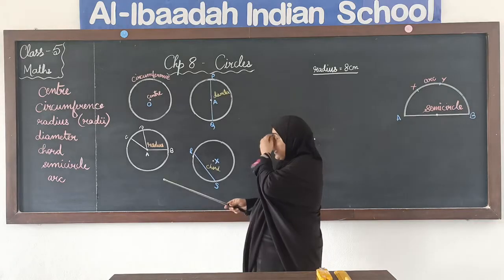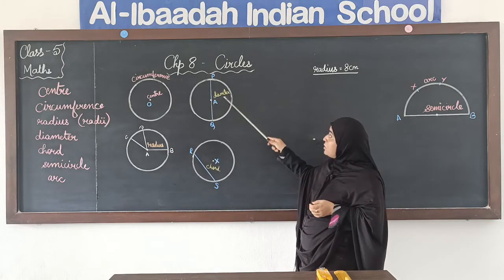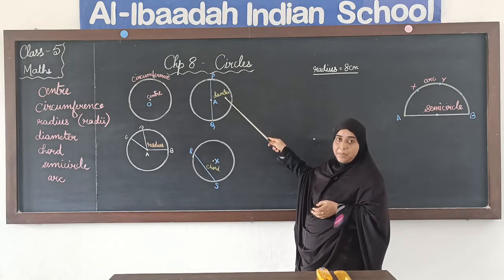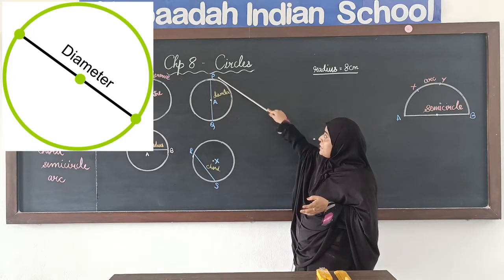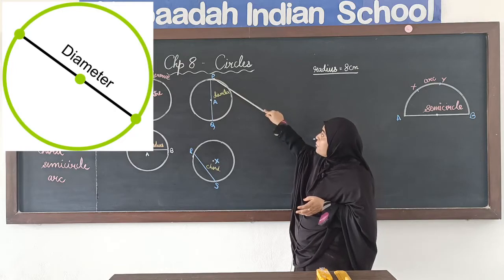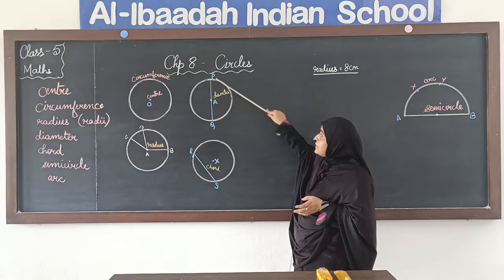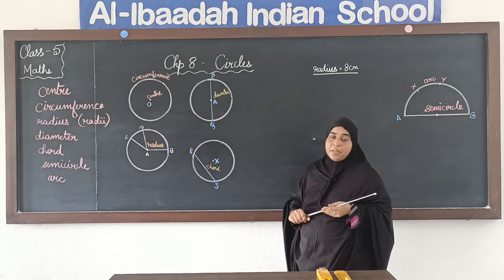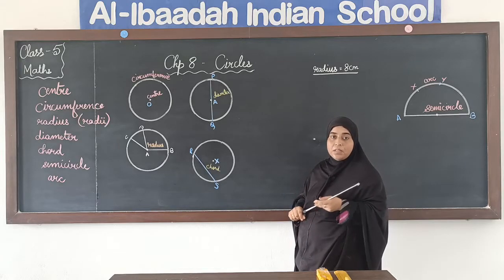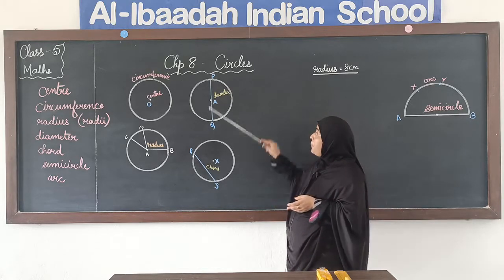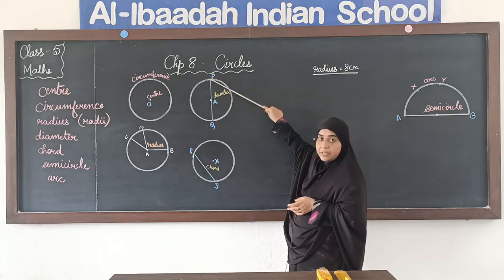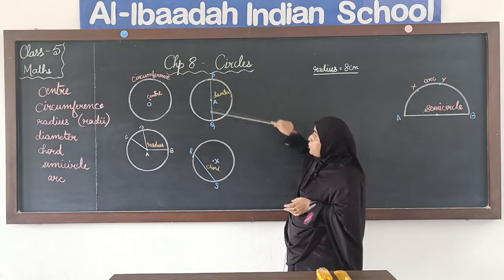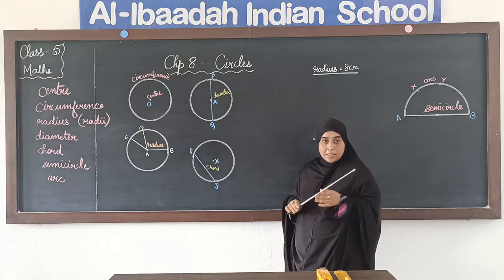Okay. Next, we are going to discuss diameter. Now, what is a diameter? This line you can see on the circle from P to Q is known as diameter. So, what is happening over here? The line PQ is joining two points on the circumference. Point P and point Q are the points on the circumference.